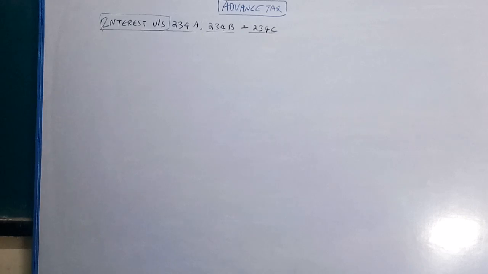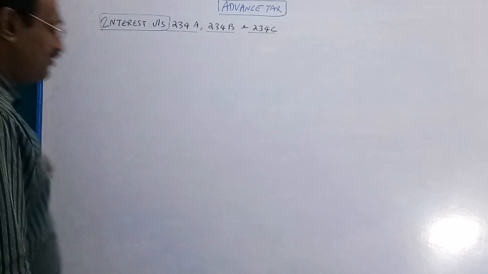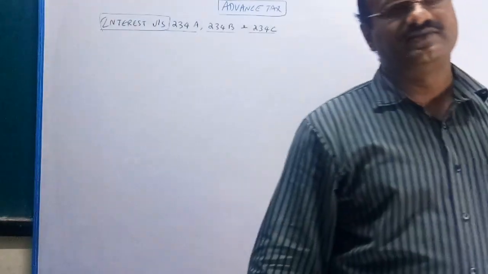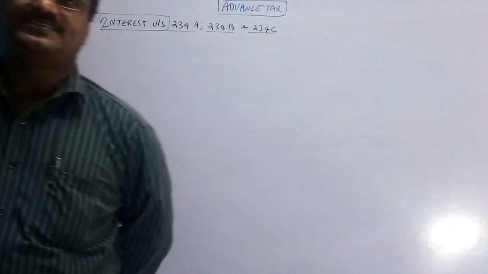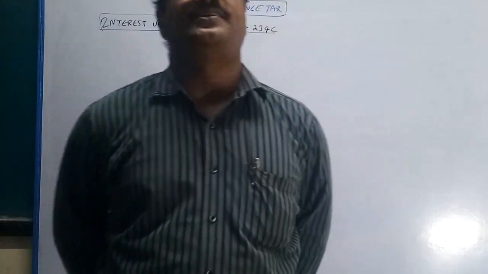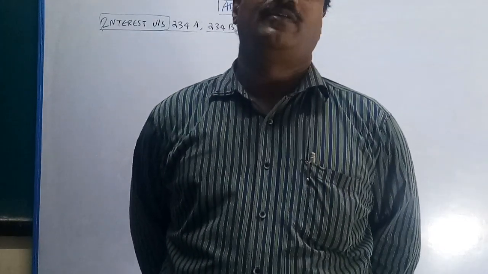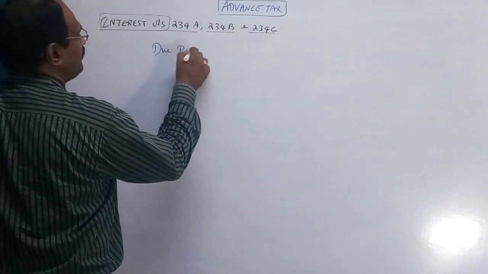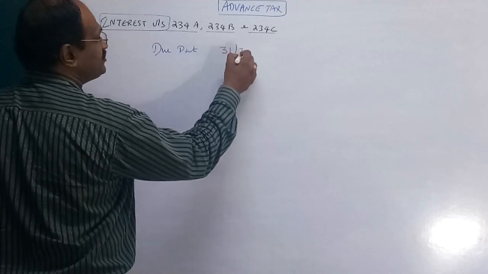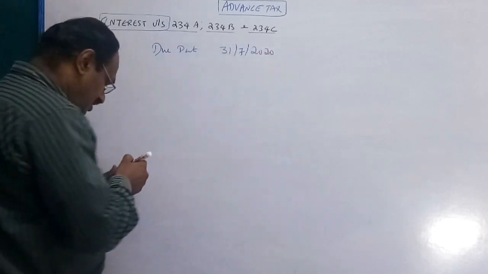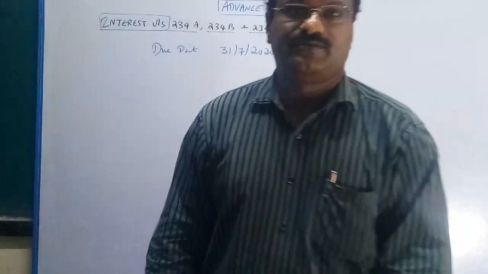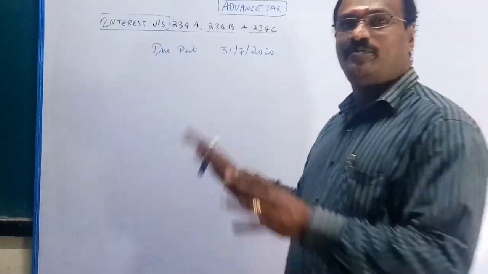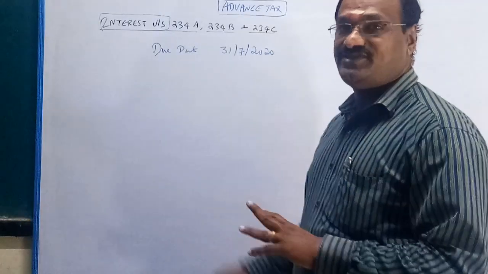Next we are going to discuss interest under section 234A, 234B, 234C. Okay, what is 234A? Suppose an assessee failed to file his return of income within due date. For example, due date for individual is 31st July 2020. This is your due date. See, this is as per provision. Listen carefully.